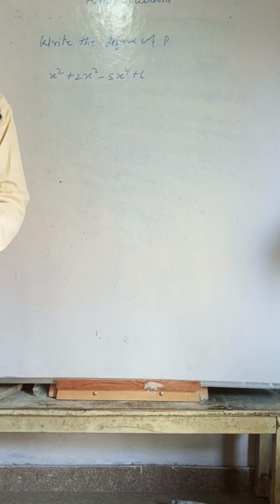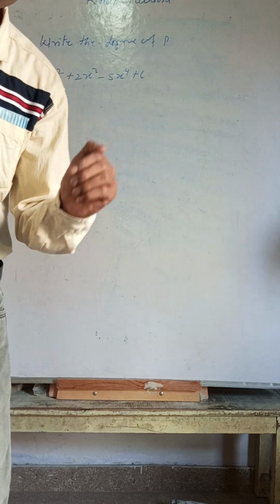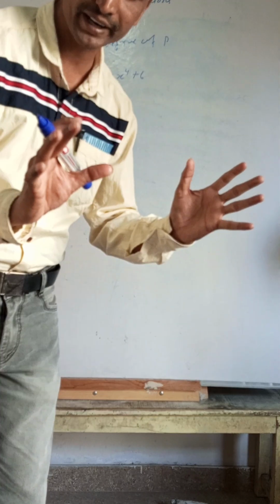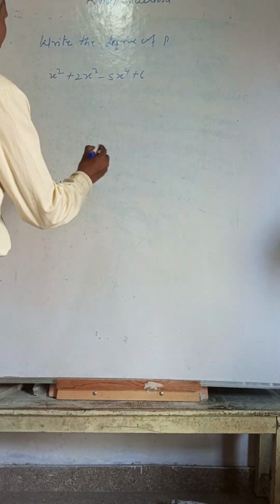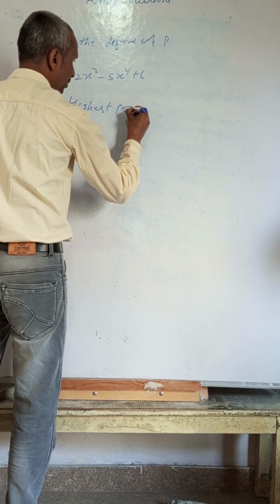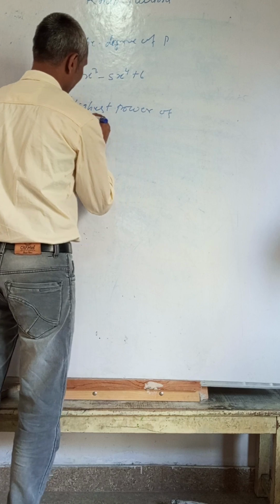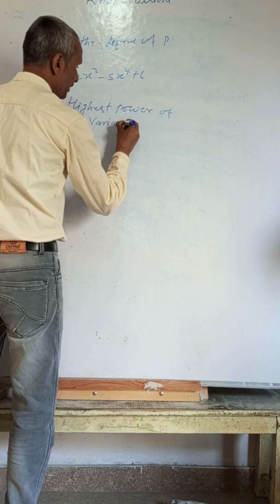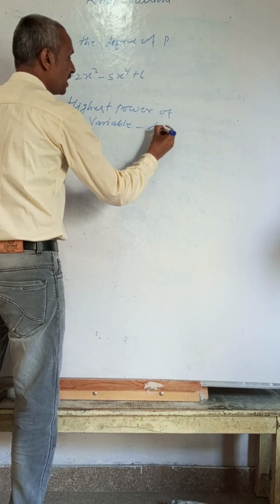Now first of all we have to learn what the degree is. Degree means the highest power of the variable. The highest power of the variable is called the degree.